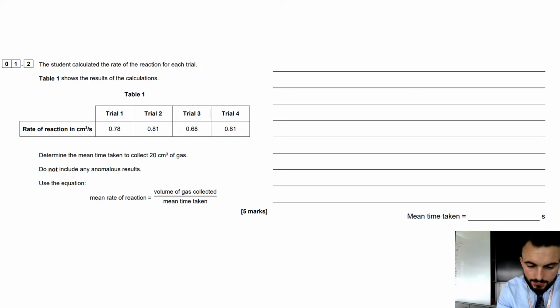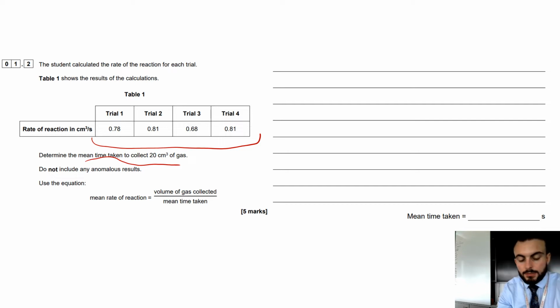So this next question, they've calculated the rate of reaction for a trial. Each trial, 4 trials, different rates of reaction. Determine the mean time taken for 20 centimeters cubed of gas. This is a possible 5 marks. Do not include any anomalous results.